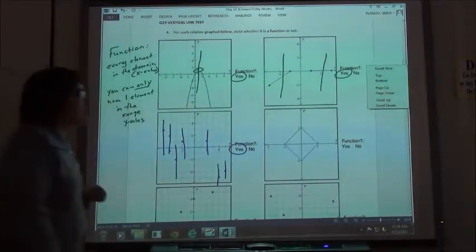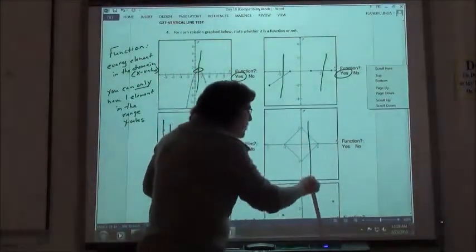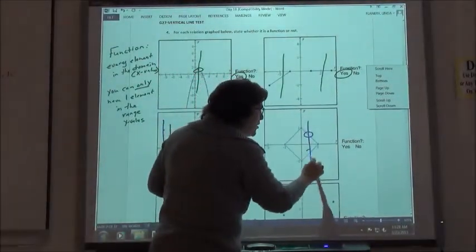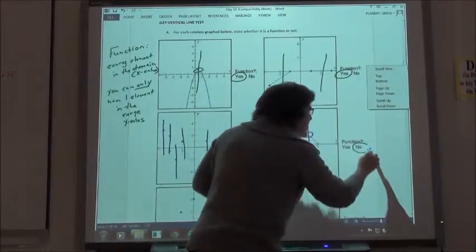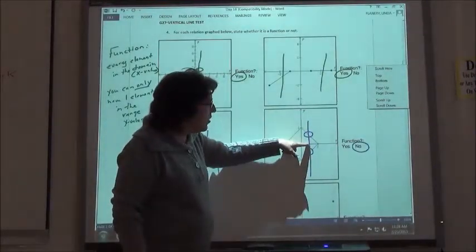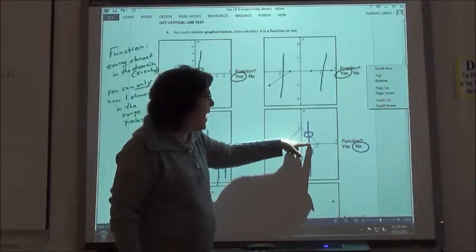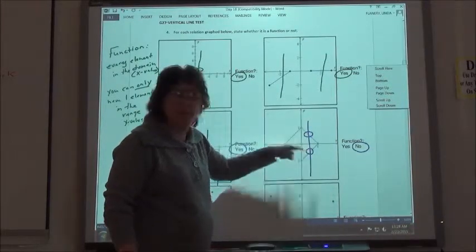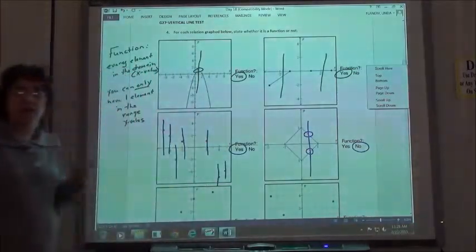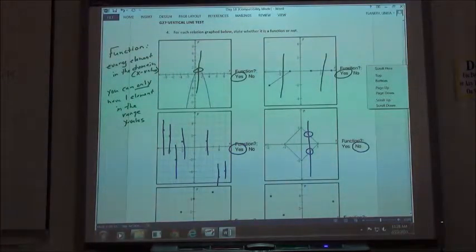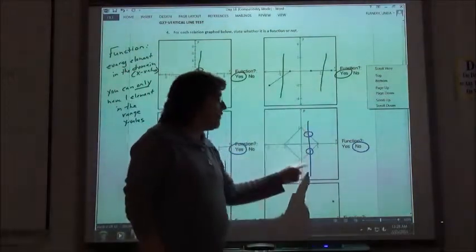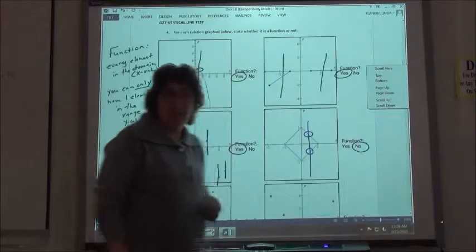Now if I go over here and I draw my vertical line right there, it's touching 1, 2 places. That is not a function because here at x equals, if I'm close to 1/2, I've got 2 different y values. I've got 2 different elements in my range. So if I can draw any vertical line that touches the graph more than once, it's not going to be a function.